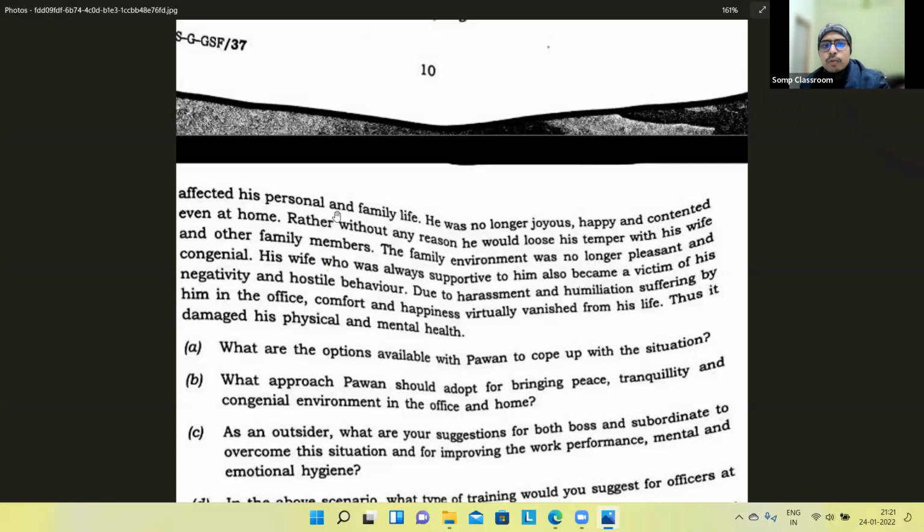Fine. Now coming to the second option. As I told you earlier, you don't have to explain, but I have explained that was the part of the answer of the second part. What approach should one adopt for bringing peace, tranquility and a communal environment in office and home? First, he should attain that peace and tranquility. Take a break, go on a holiday.